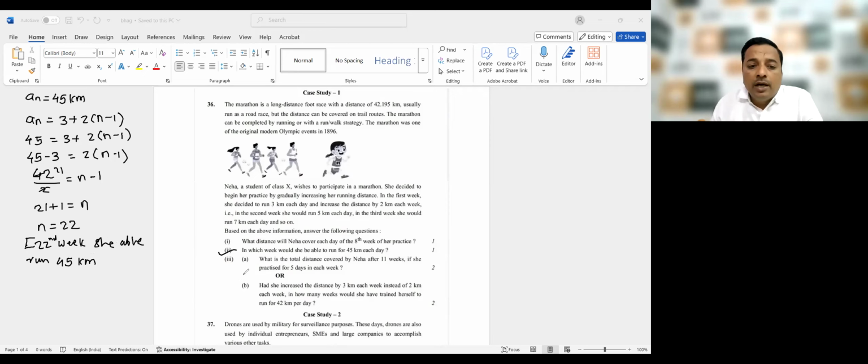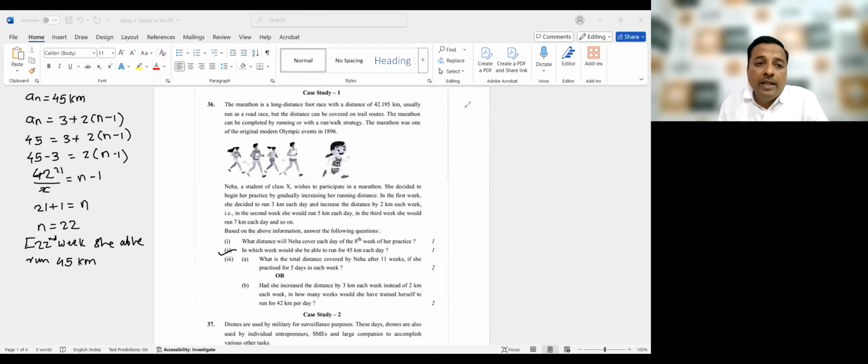Okay. Now the next question is a little bit tricky. Pay attention properly. इतना easy नहीं है वो. So what is the total distance covered by Neha in 11 weeks if she practices for 5 days in each week? 11 वीक में उसने कितना डिस्टेंस को कवर करेगी अगर वो 5 डेज पर वीक करे?